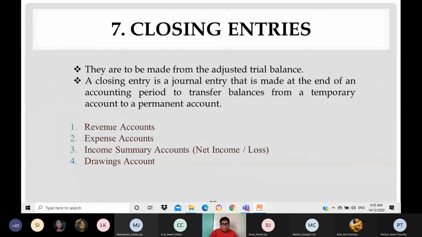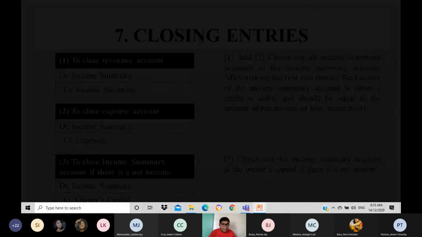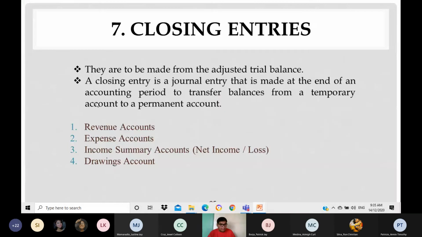So you have four: revenue accounts, expense accounts, income summary, and the drawings account. Technically, lima sila.